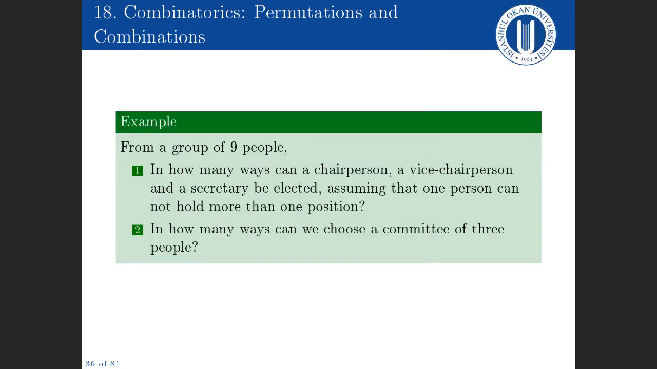For example, from a group of 9 people, in how many different ways can a chairperson, a vice chairperson, and a secretary be elected? Assuming that one person cannot hold more than one position. And then question 2, in how many ways can we choose a committee of 3 people?